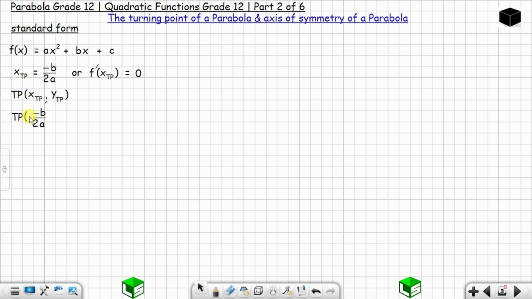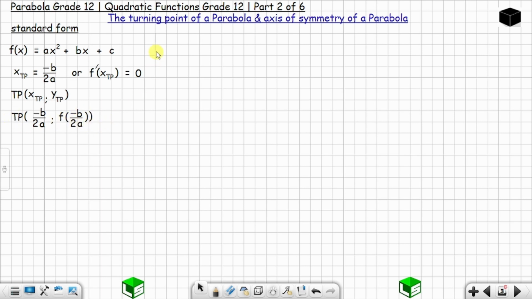So you have this negative b over 2a. This is going to give you the x coordinate of the turning point. To find the y coordinate of the turning point, you take this and plug it in there. So this is going to be f of this, right? The value you have there. You plug it inside f of x and it's going to give you the y coordinate of the turning point.